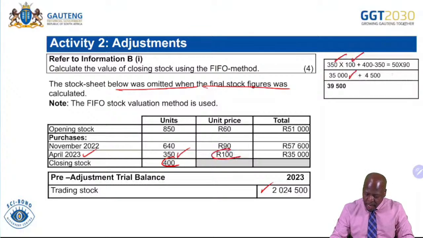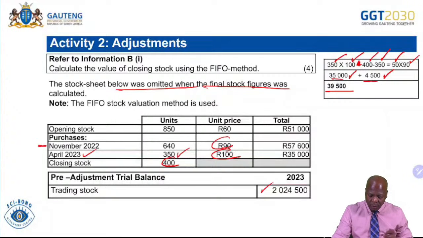And then you come here and you now say what we then need is to get, remember, the 400 units. So we then come to the month of November, where we have 640. We don't need all the 640. We just want 50. So that is why you see here we say your 400, which is what we need, minus 350 that we have. So we need 50 there. And the price there is 90. Multiply by 90, then we get 4,500. So we then say your 35,000 plus the 4,500, and then we end up with 39,500. So that therefore becomes the value of closing stock, which was omitted from the stock figures.